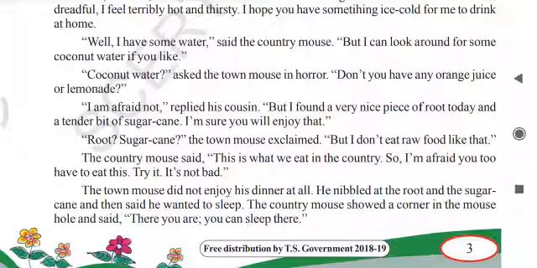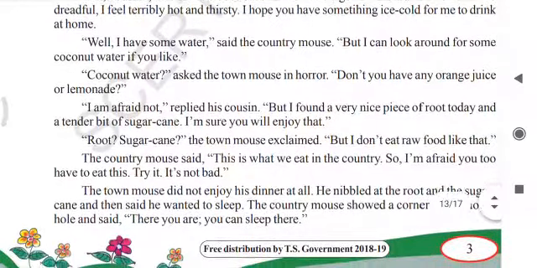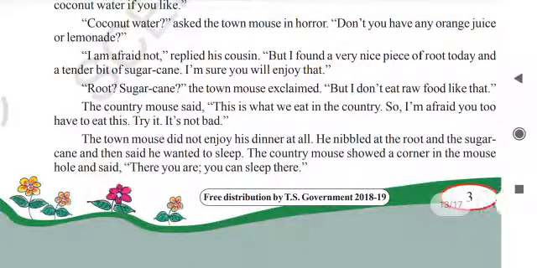It's not bad. Okay, he also said, try it. It's not bad. The town mouse did not enjoy his dinner at all. He nibbled at the root and the sugar cane and then said he wanted to sleep. The country mouse showed a corner in the mouse hole and said, "There you are, you can sleep there."